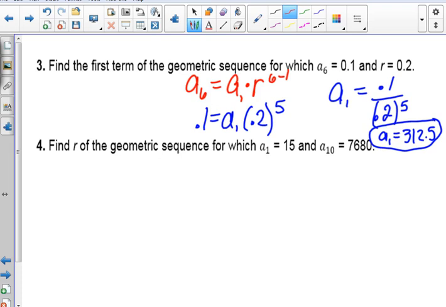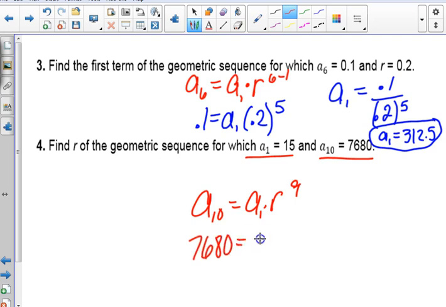Okay. Next one. Find the R if we know the 10th term. Well, the 10th term should have been the first term times R 9 times, yes? So the 10th term is 7680. The first term is 15.